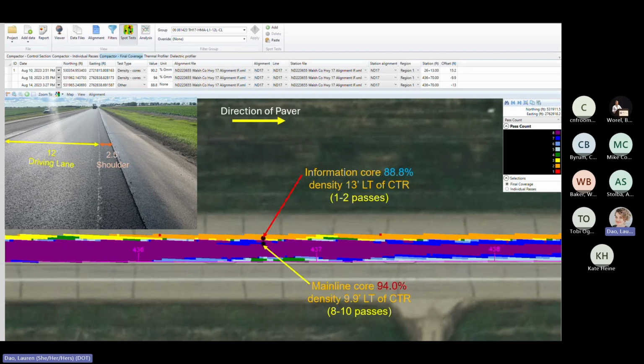So this prompted a little curiosity. We started to do some informational coring, and we saw that on a few other projects as well. From that, we started to look at requiring compaction on shoulders in some of the major projects, like interstate projects where there are asphalt shoulders. So that was a positive.